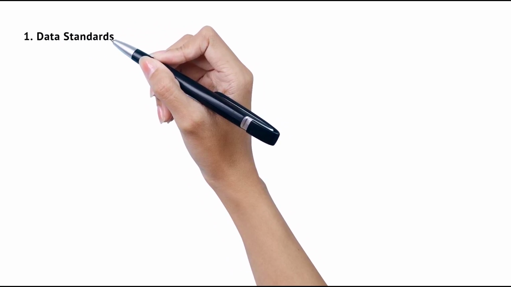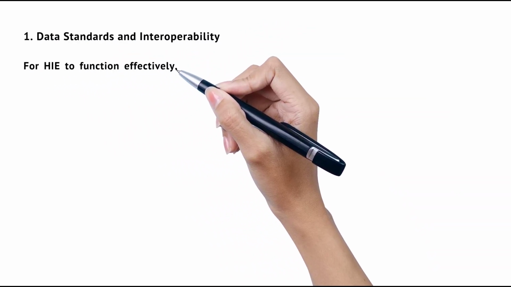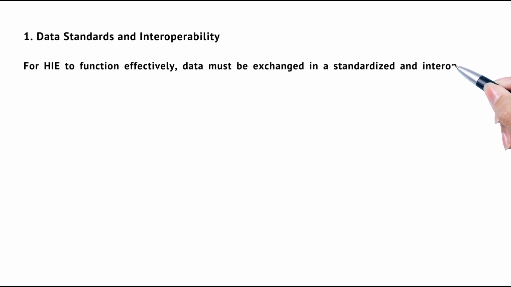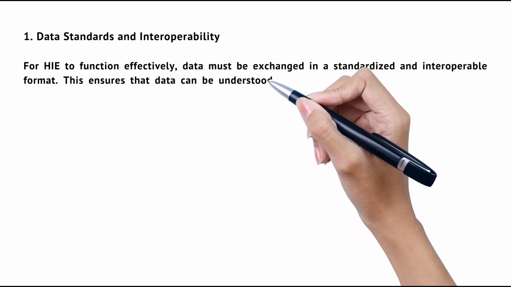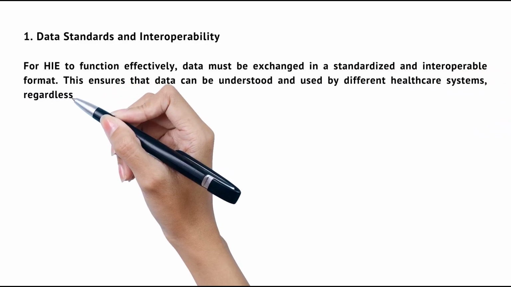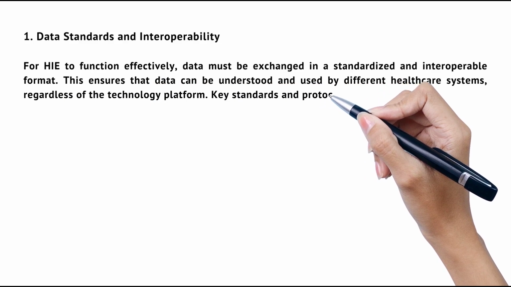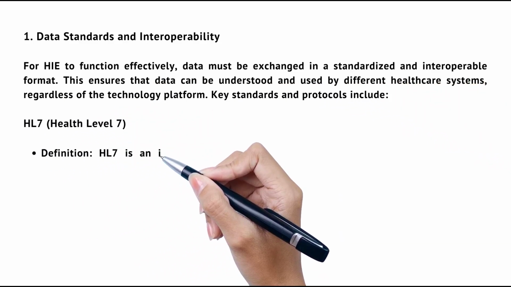1. Data standards and interoperability. For HIE to function effectively, data must be exchanged in a standardized and interoperable format. This ensures that data can be understood and used by different healthcare systems, regardless of the technology platform. Key standards and protocols include HL7, Health Level 7.